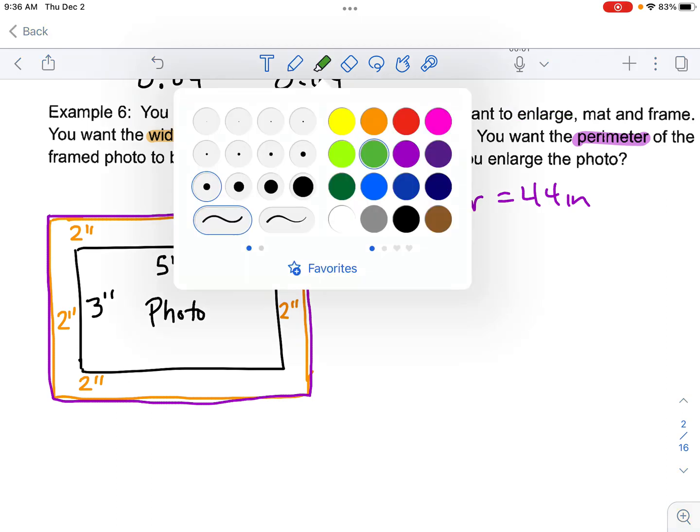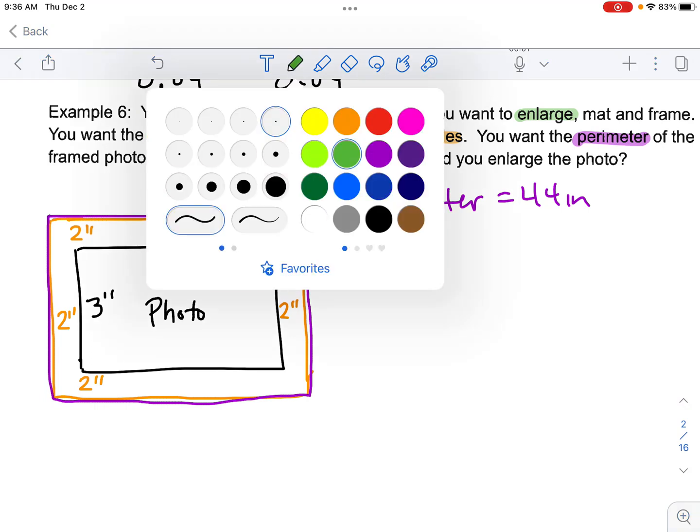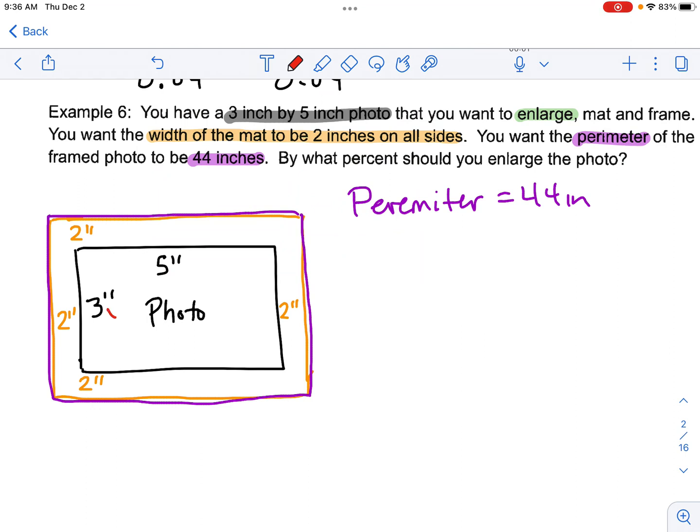So really what they want to do is make the photo bigger, but keep the dimensions multiples of 3 and multiples of 5. So they want to make this not 3x5, but maybe 6x10 or something like that. So really we are going to have a multiple of 3 and a multiple of 5.